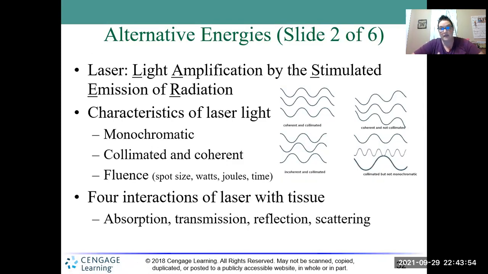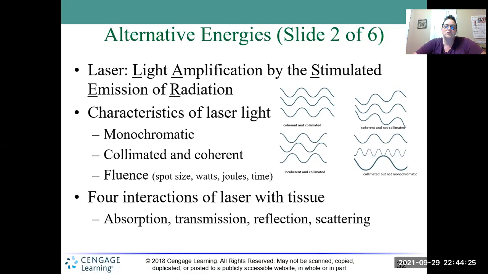And then we also have the laser, and we talked about this last week. We're going to talk about it a little bit more this week. Laser stands for light amplification by stimulated emission of radiation. There's several characteristics of laser light. There's monochromic. We could look at red light versus blue light versus green light, but monochromic just means that it's one color being used.